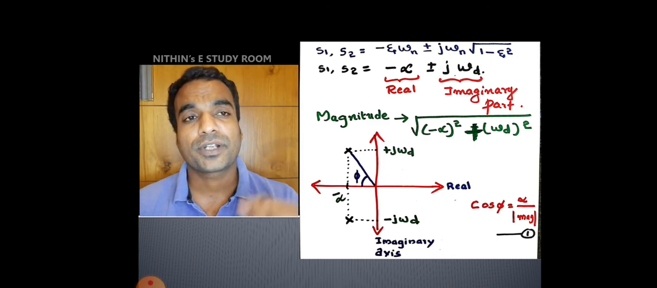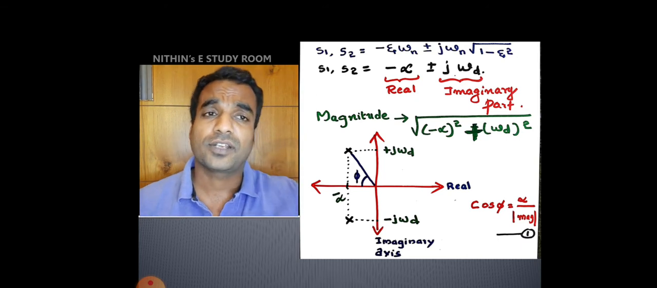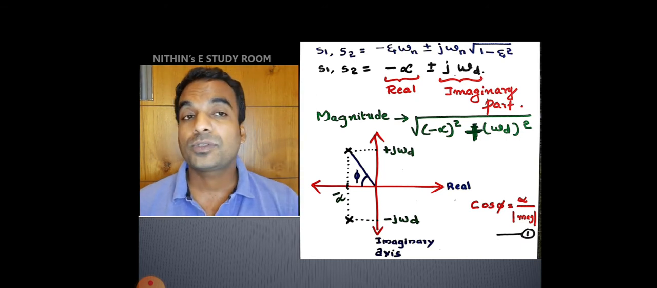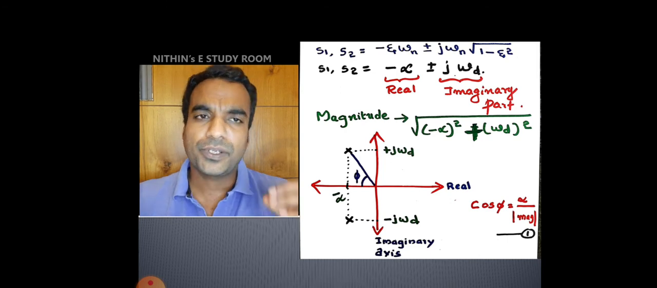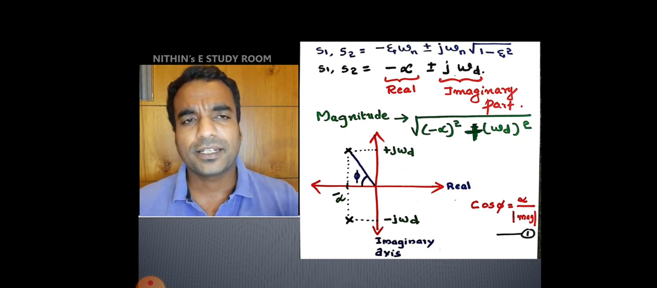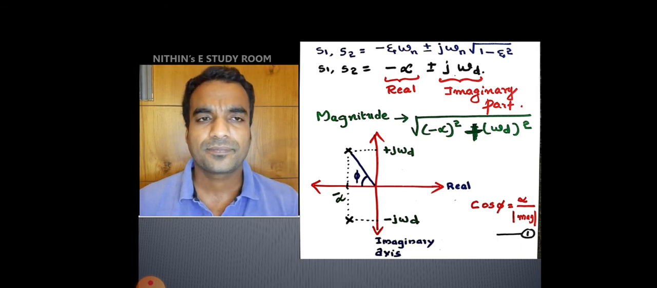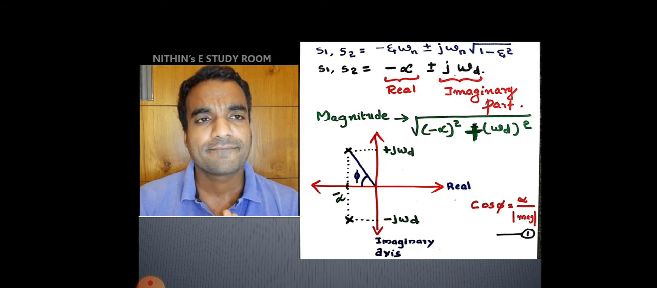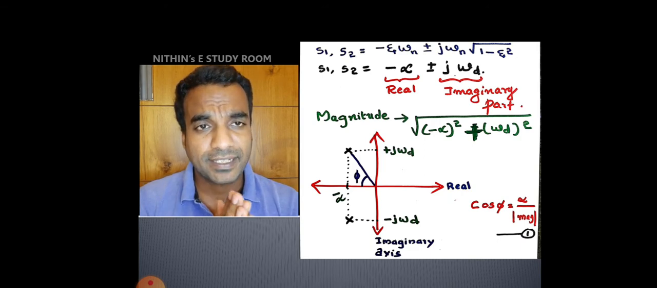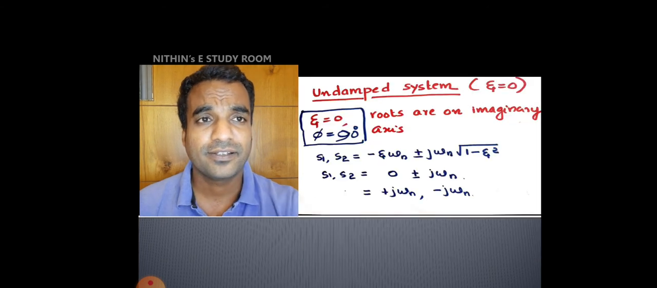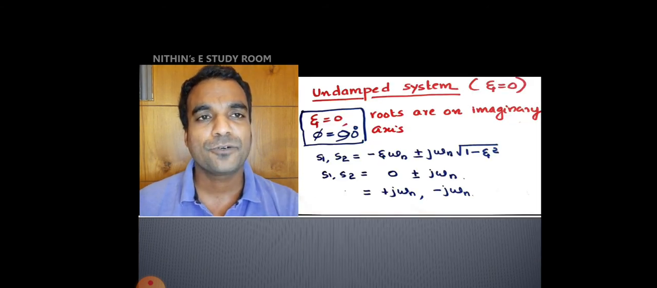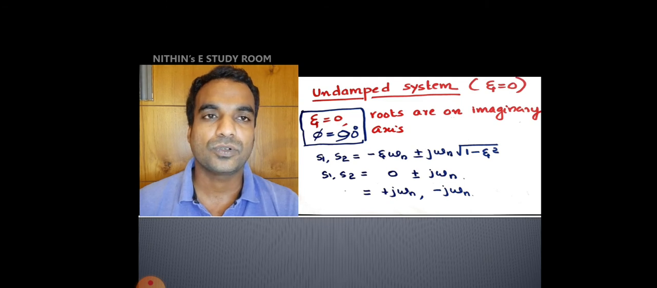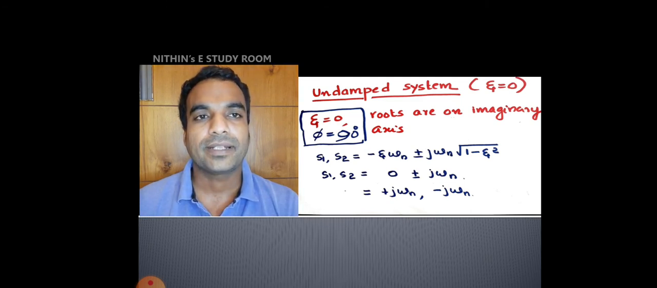So its response for a unit step will be oscillating forever. I am not saying that for any input it will oscillate, but for a unit step and for many other inputs it will oscillate forever. Now we know that if it is an undamped system, eta is equal to 0. Eta is equal to 0 means cos phi is equal to eta, so phi is equal to cos inverse of eta, and phi will be 90 degrees.